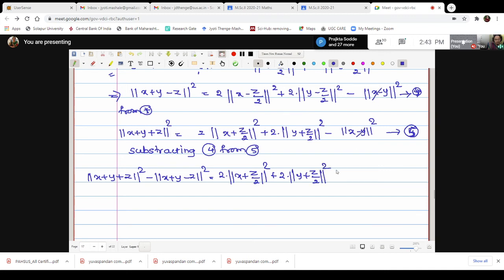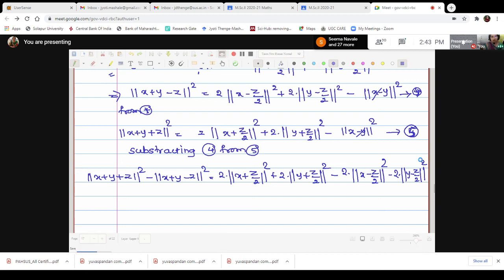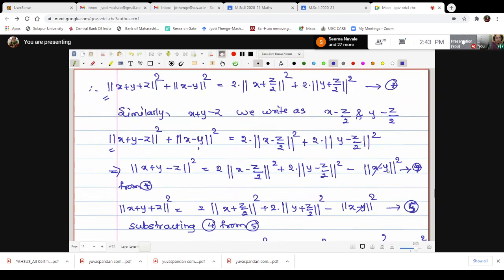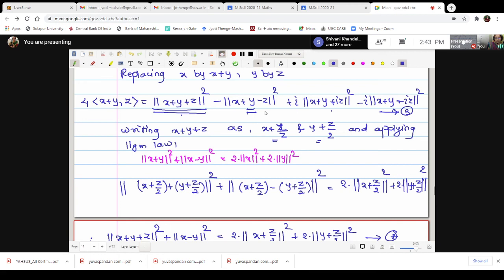And we remain with minus 2 times norm square of x minus z by 2 minus 2 times norm square of y minus z by 2 square. Okay, therefore we have obtained actually half part of this equation number 3. We have obtained this half part, no? From this to this we have obtained.